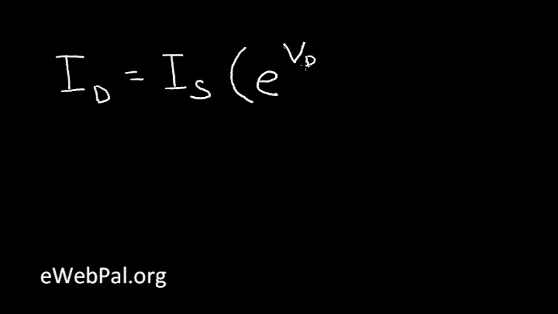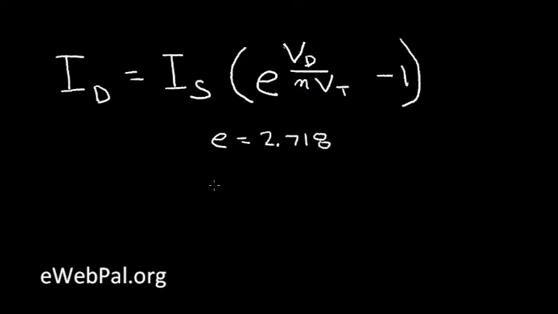If we write an equation for the current in a diode, call it I sub D, it is equal to a term called the diode saturation current, which I'll call I sub S, and I'll explain this term later. This is times e raised to a power, the voltage V sub D, which is the voltage across the diode, divided by N V sub T, minus 1. Now recall that e is the base of the natural logarithm, equal to about 2.718.